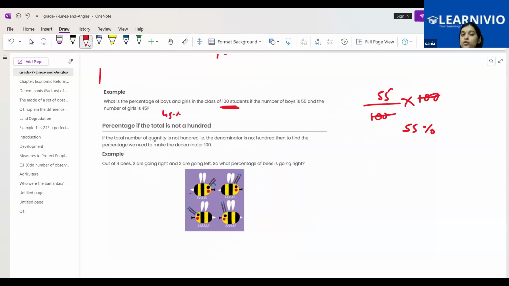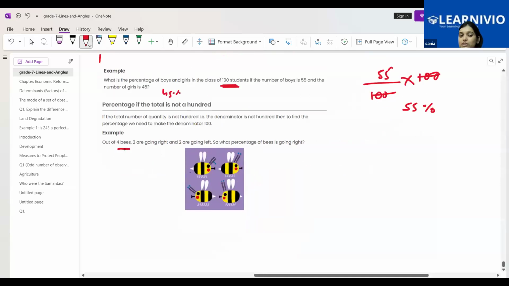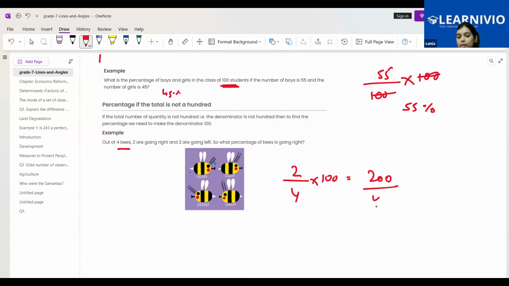But in this case, the total number of a quantity is not 100. Over here, out of 4 Bs, 2 are going right and 2 are going left. So what percentage of Bs is going right? How do we find it? In this case, there is no 100, so 100 and 100 won't get cancelled. So we do this: 2, what is the total? 4, multiplied by 100. So we got 200 divided by 4. So that means 50%. Clear? Yes, ma'am. Any confusion, any doubt? No, ma'am.